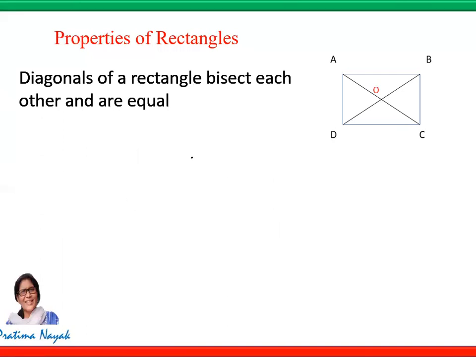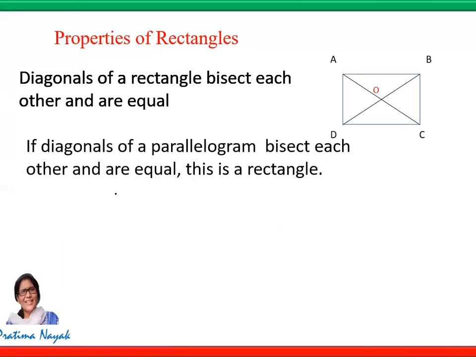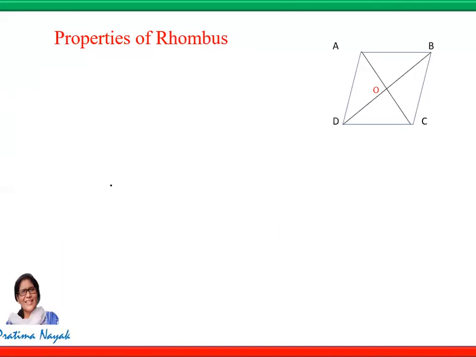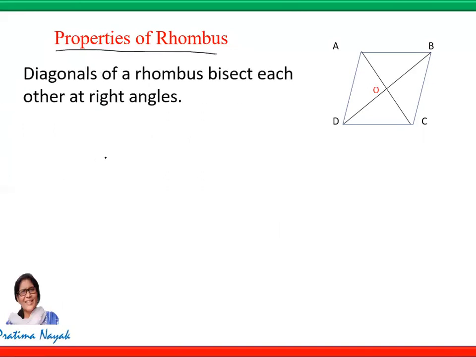Next is properties of a rhombus. Now I'll come to the rhombus. The diagonals of a rhombus bisect each other at right angles. They bisect each other, so BO is equal to DO, AO is equal to CO, but they bisect at 90 degrees. This angle is 90 degrees, this is also 90 degrees, 90 degrees, 90 degrees. This is the speciality of a rhombus.